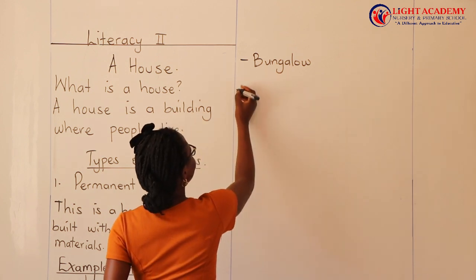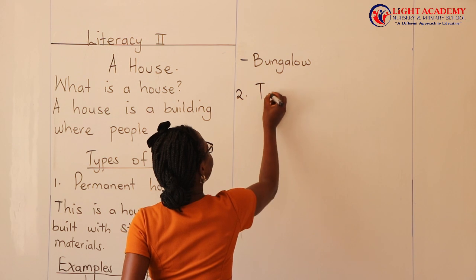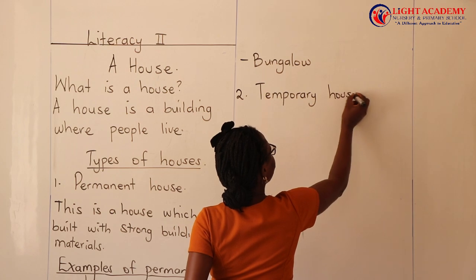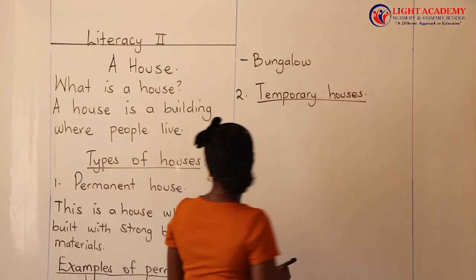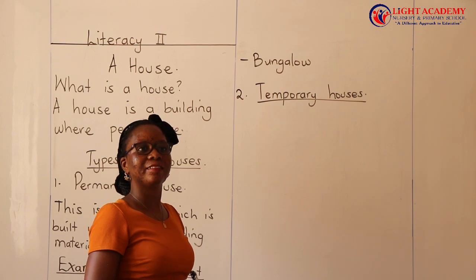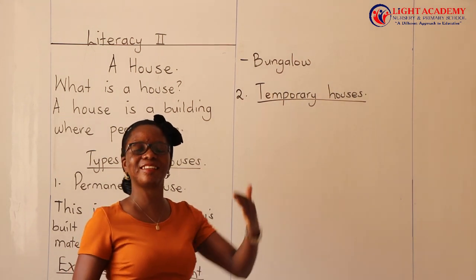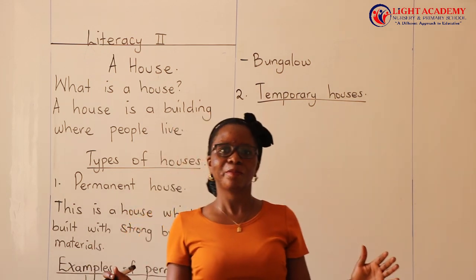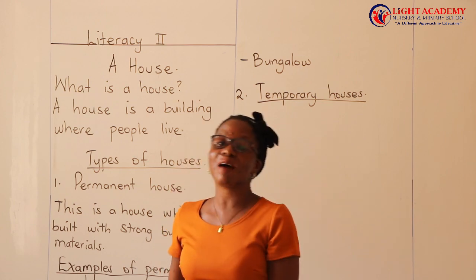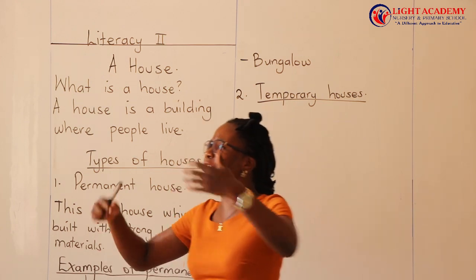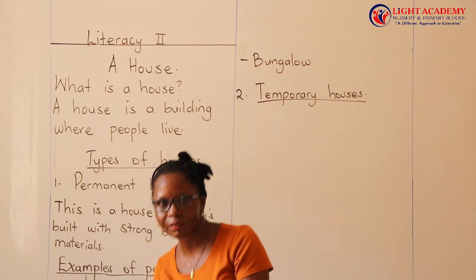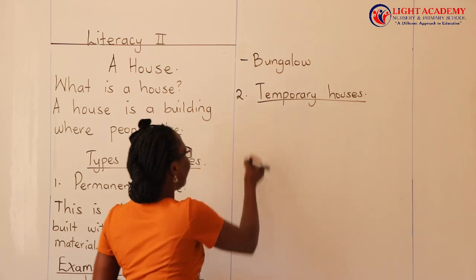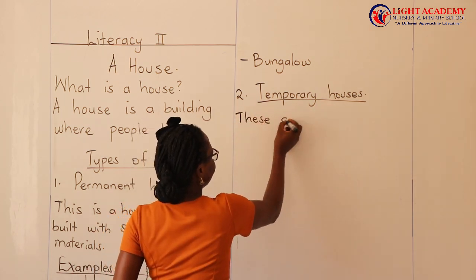Let us go to the second type of house. These ones are the temporary houses. Temporary houses are the houses that are built with weak building materials. They are weak. Even when strong wind comes, they are blown off. Even when floods come, these houses can sink. These are houses that are built with weak building materials.